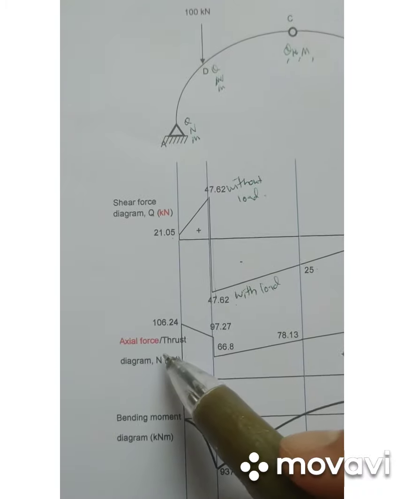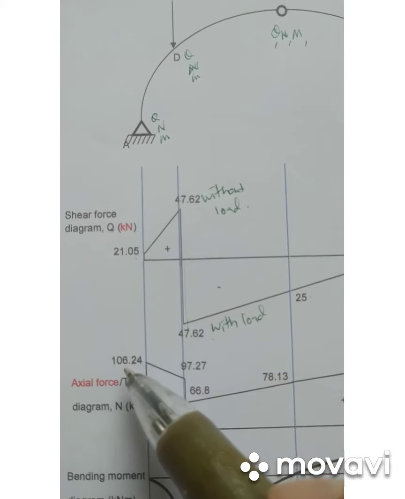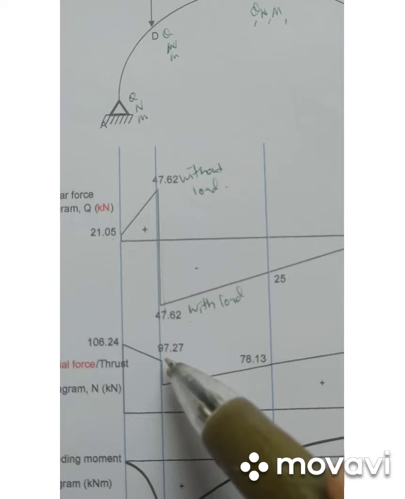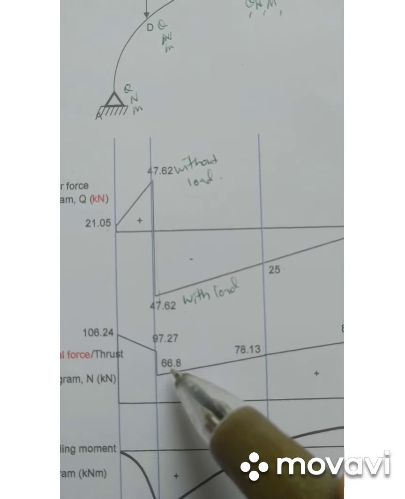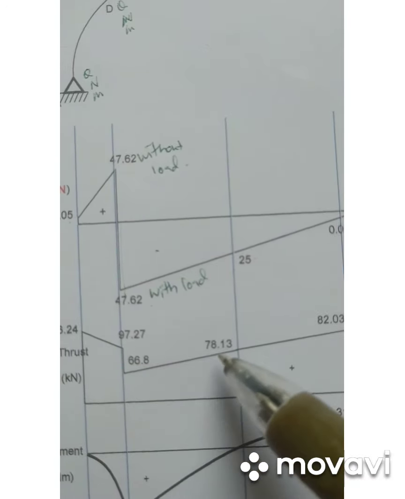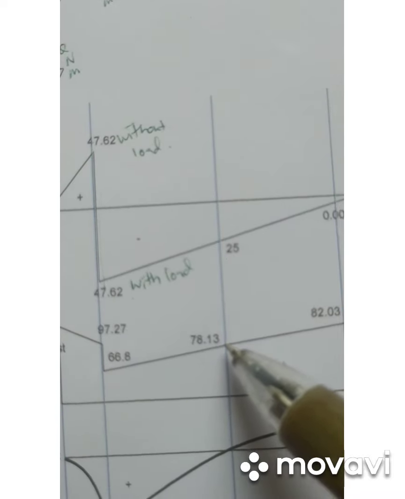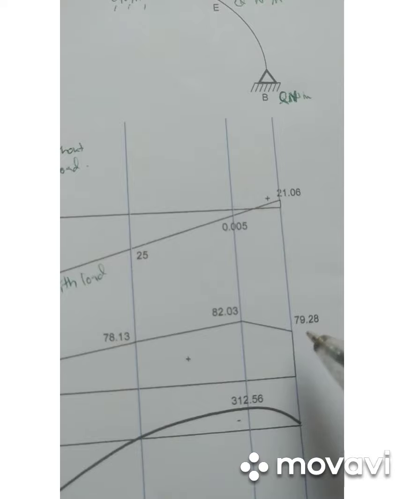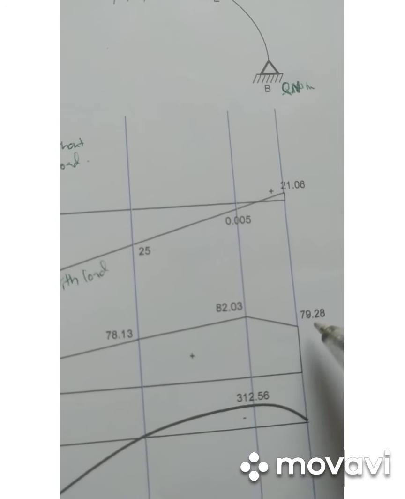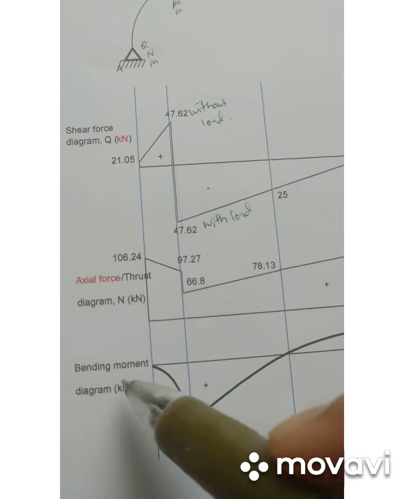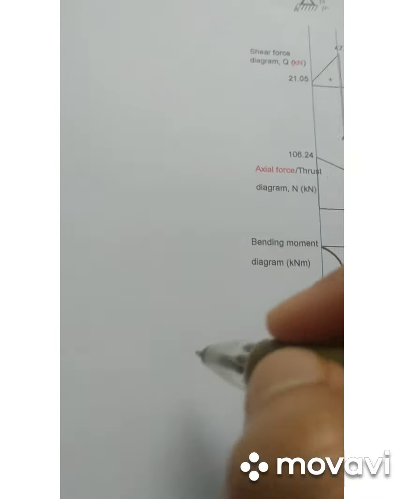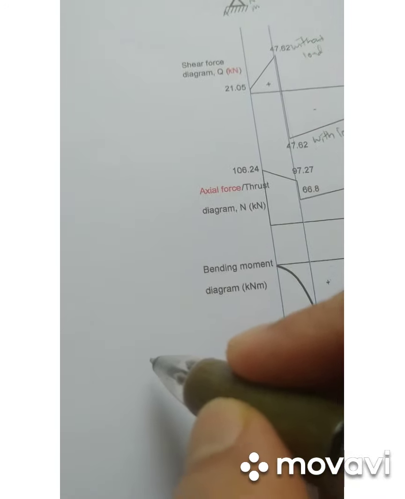And then for the axial thrust diagram, you get 106.24, and then 97.27, 66.18, and then positive 78.13, 82.03, and 79.28. And then for the bending moment diagram, actually you can predict what the shape of the bending moment diagram is.